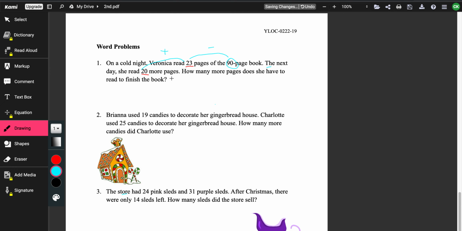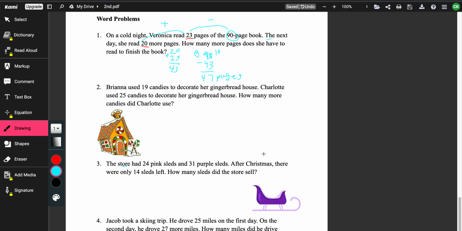So we're going to do 20 plus 23, which gives us 43, right? Then we would do 90 minus 43. And 0 minus 3, that's not possible. So we change that to 8, cross that, change that to 10. 10 minus 3, that's 7. 8 minus 4, that's 4. So that would be 47 pages. So how many more pages does she need to read to finish the book? It would be 47 pages.